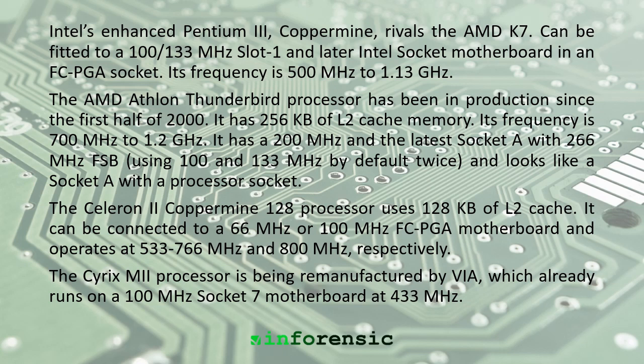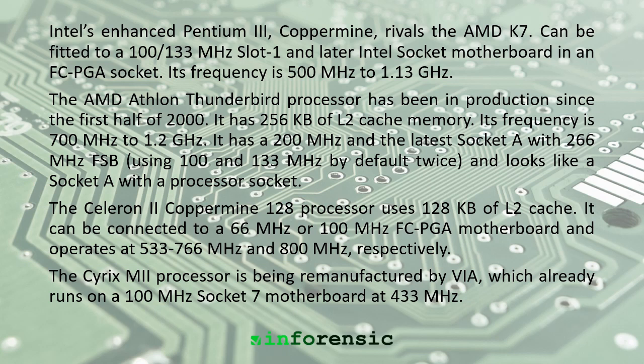The AMD Athlon Thunderbird processor has been in production since the first half of 2000. It has 256 KB of L2 cache memory. Its frequency is 700 MHz to 1.2 GHz. It has a 200 MHz and the latest Socket A with 266 MHz FSB, using 100 and 133 MHz by default doubled, and looks like a Socket A processor socket.